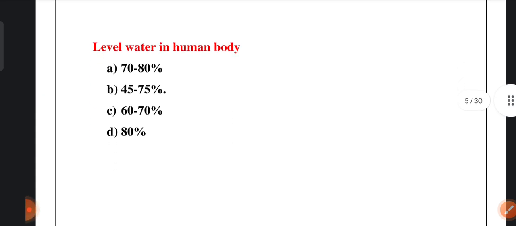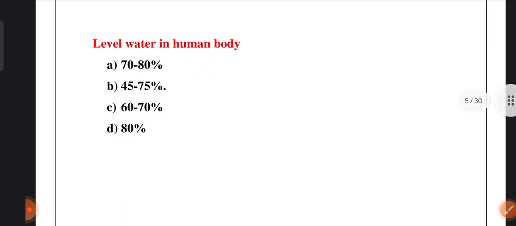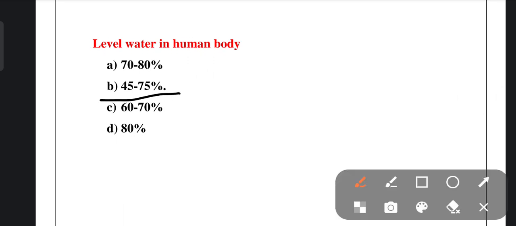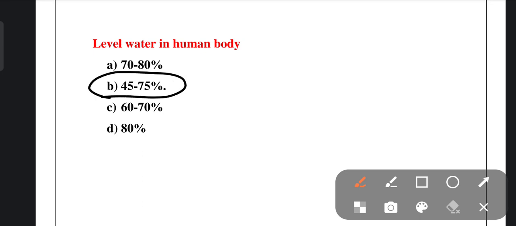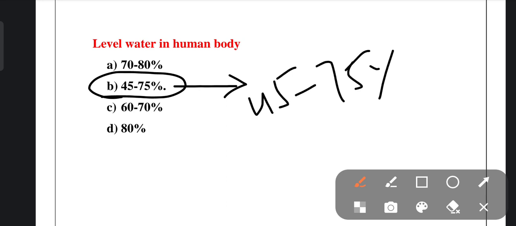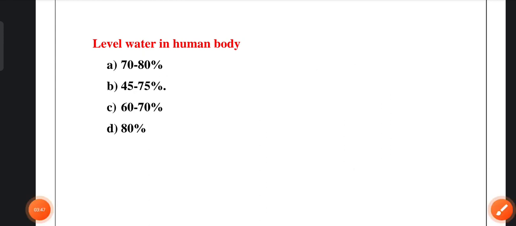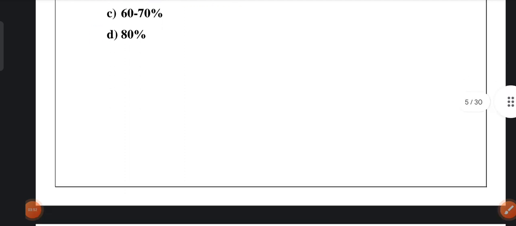And next we will see the level of water in the human body. How much percentage of water is present in our body? The options are option A 70 to 80%, option B 45 to 75%, option C 60 to 70%, option D 80%. So the right answer is option B. In our body we have 45 to 75% of water. The remaining percent is tissue, cell, and mass.